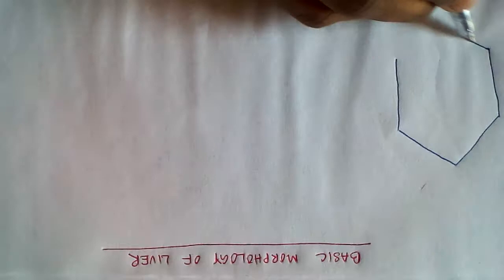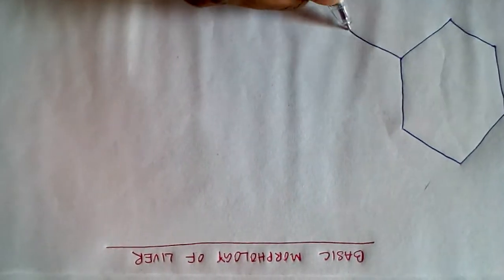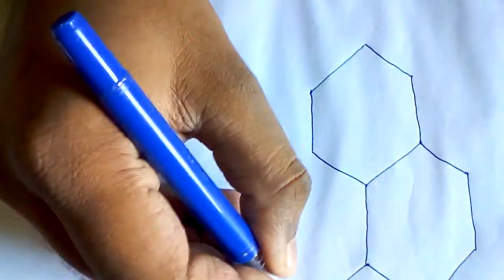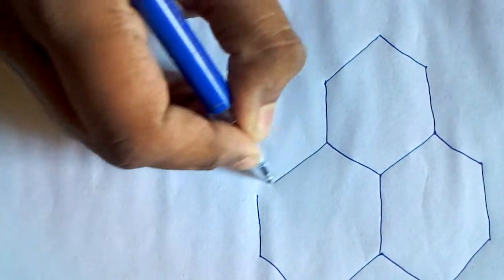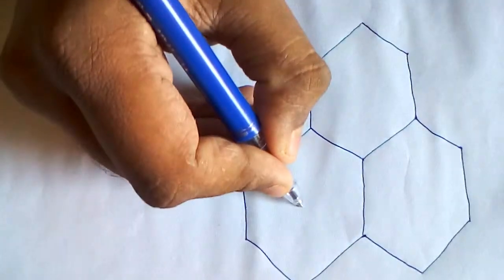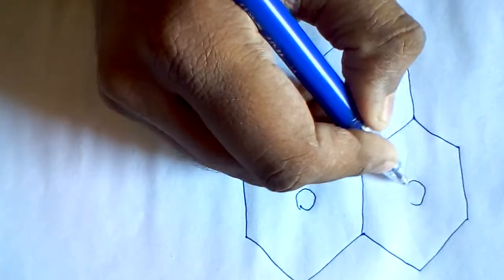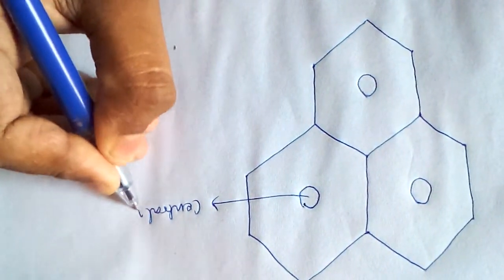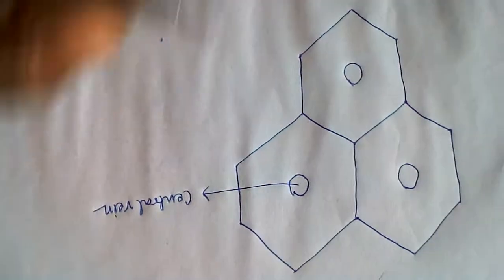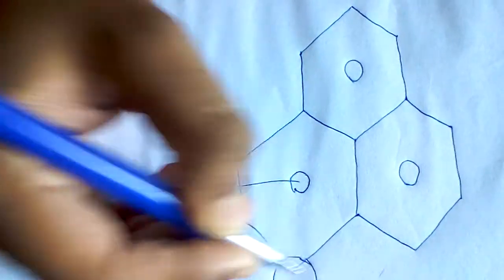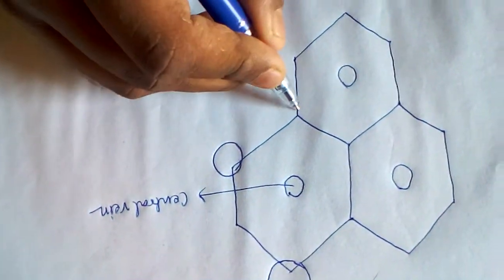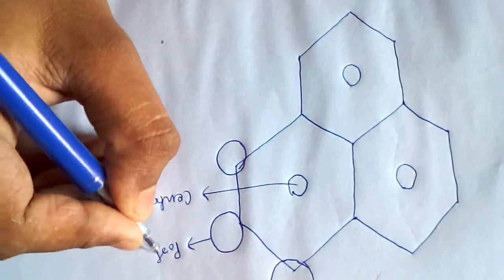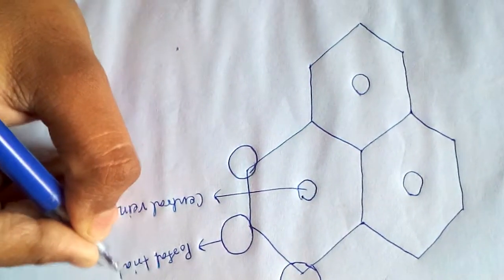Now let's get into the microscopic features of the normal liver first. The liver can be divided into classical hexagonal lobules. So here are the lobules. In the center of the lobule there is a central vein, like this. And at each vertex of the hexagon we have the portal triad.